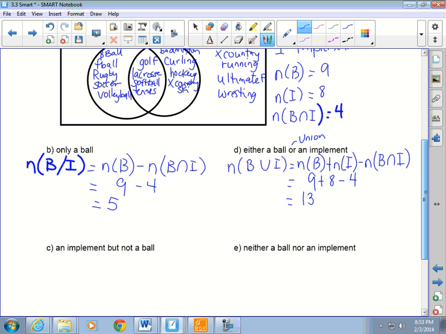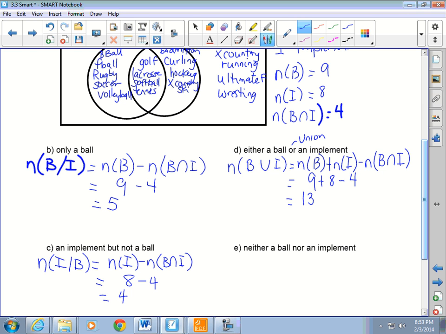So the number that are an implement but not a ball. So this is the number that's an implement but not a ball. That's the number that are implements minus the number that are in implement and ball, or ball intersect implement. So the number in implement is 8, the number in both is 4, so that's 4.